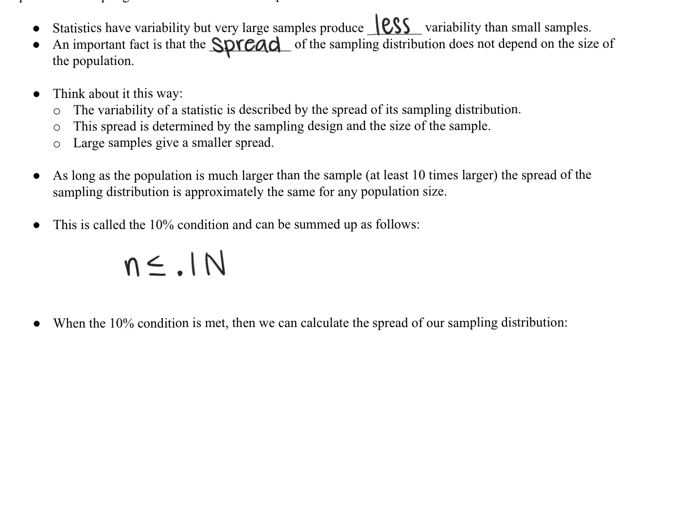When we have met the 10% condition, then we can calculate our spread or our standard deviation. The standard deviation of a sampling distribution of p-hat is calculated by taking the square root of our parameter p times 1 minus p, all over n. And since we've already discussed that we should not have bias, that means it's equal to the sample size, or p-hat.